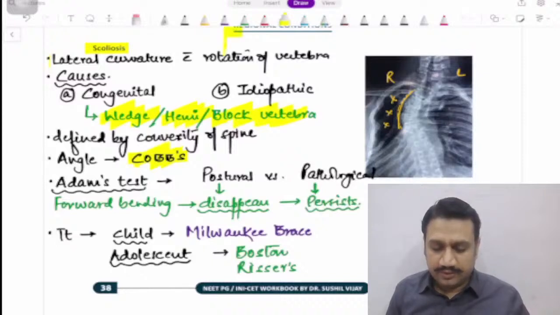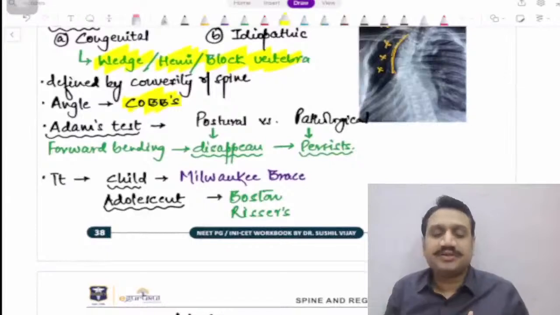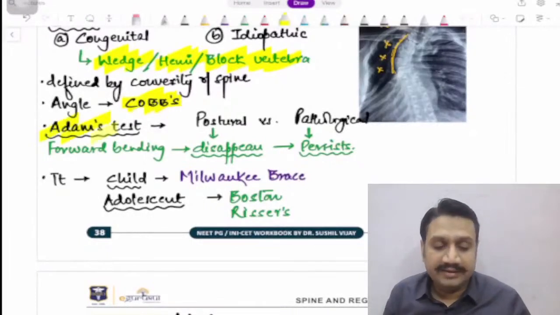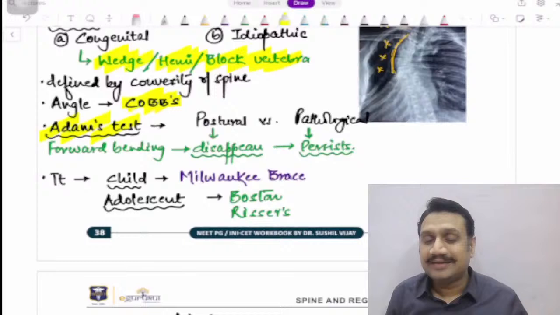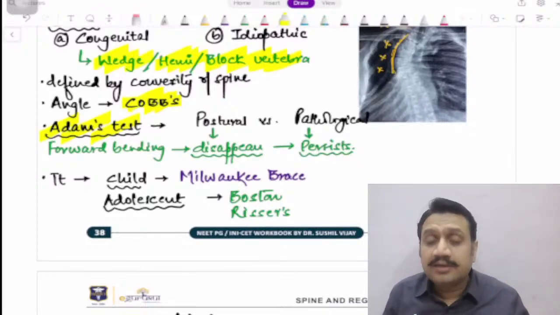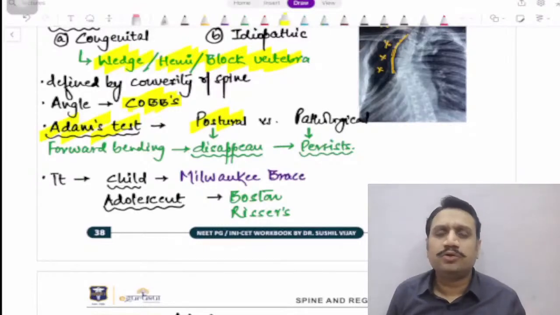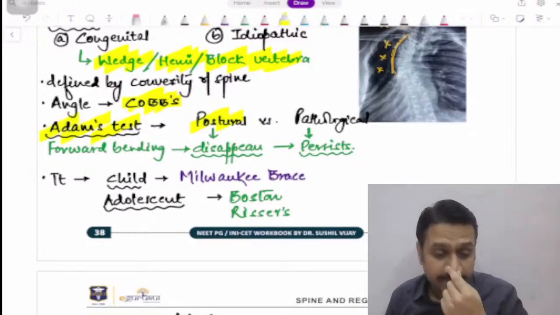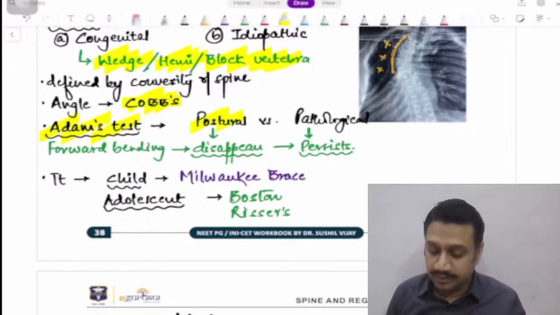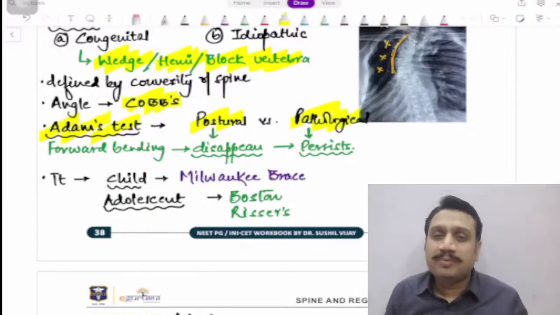Okay, so last one, Adams. Why do we do the Adams test? Adams is nothing special. It is just a forward bending test, right? The person stands straight and bends forward. It is done to differentiate between postural, or normal, posture-related scoliosis, or the long stature patients, versus pathological scoliosis. Whenever the person bends forward, the normal person who doesn't really have scoliosis will not show it, right?